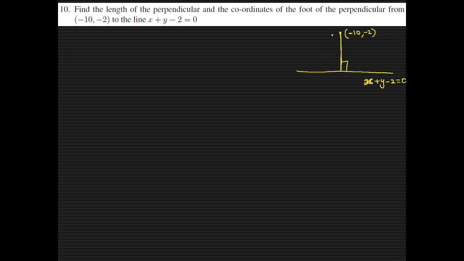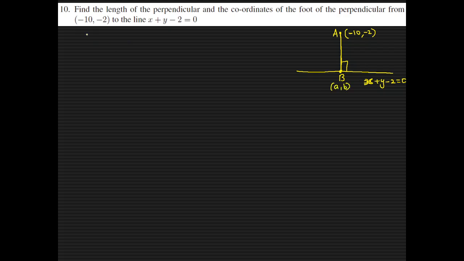That means let us name this point as A and this point as B. We need to find the distance AB, and then we need to find the coordinates of B. So this B is the foot of the perpendicular. So first let us find the length of the perpendicular, and I want to name the coordinate of B as (a, b).